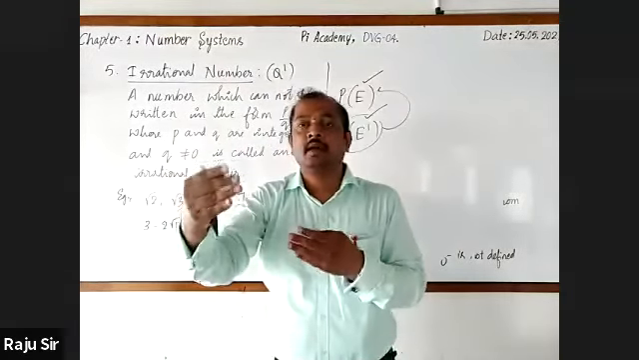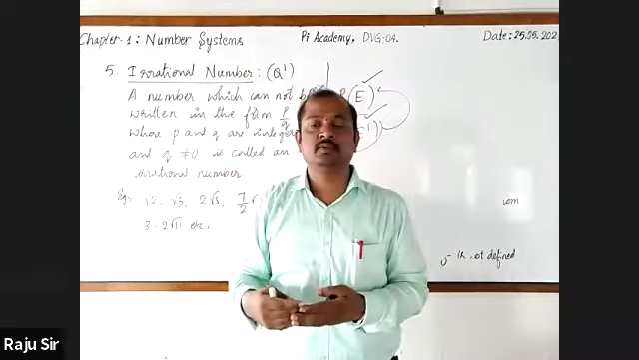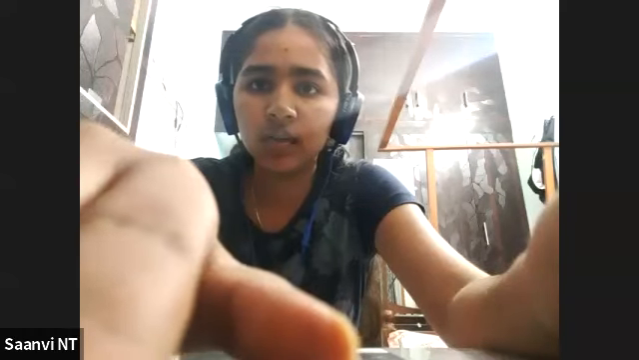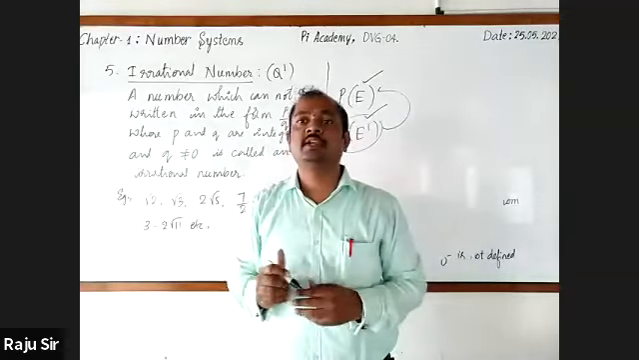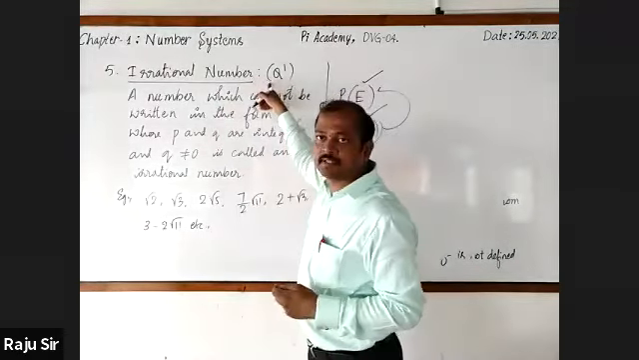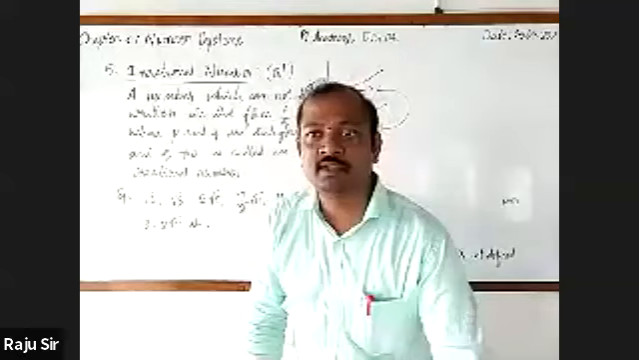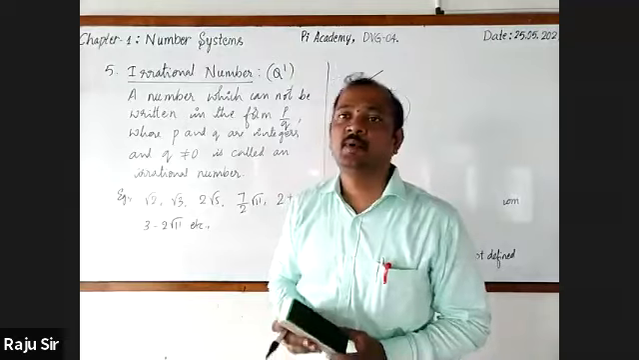Similarly, irrational is a converse of rational. A rational number can be written in the form of P by Q, with a condition, whereas an irrational number cannot be written in the form of P by Q. Hence, it is to be represented as Q dash. Students, did you understand? Yes, sir.